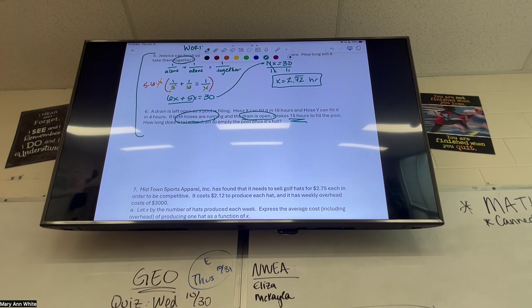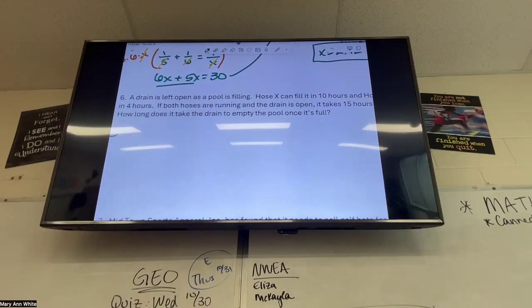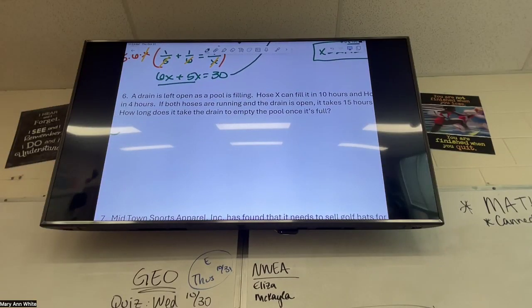Okay. So let's think about all the things I have going on. What's one thing that's currently going on? The pool is filling. What's one hose that's filling it? 1/10. Good. Plus 1/4. Good. So I've got 2 hoses filling this pool. In addition to that, what else is going on? You're subtracting. Good. The drain is open, which means I'm subtracting.